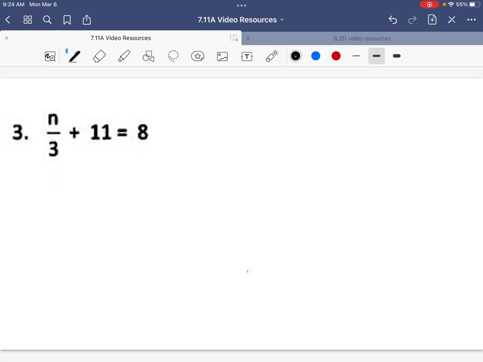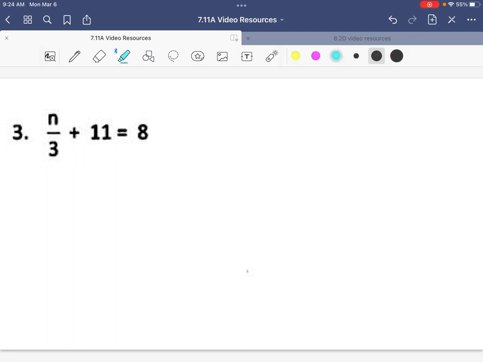Hey guys, today we're going to be solving our two-step equations with rational coefficients. And so this is a little bit different. We're now going to be looking at fractions and decimals as coefficients. And so I want to draw your attention to number 3 on your handout.